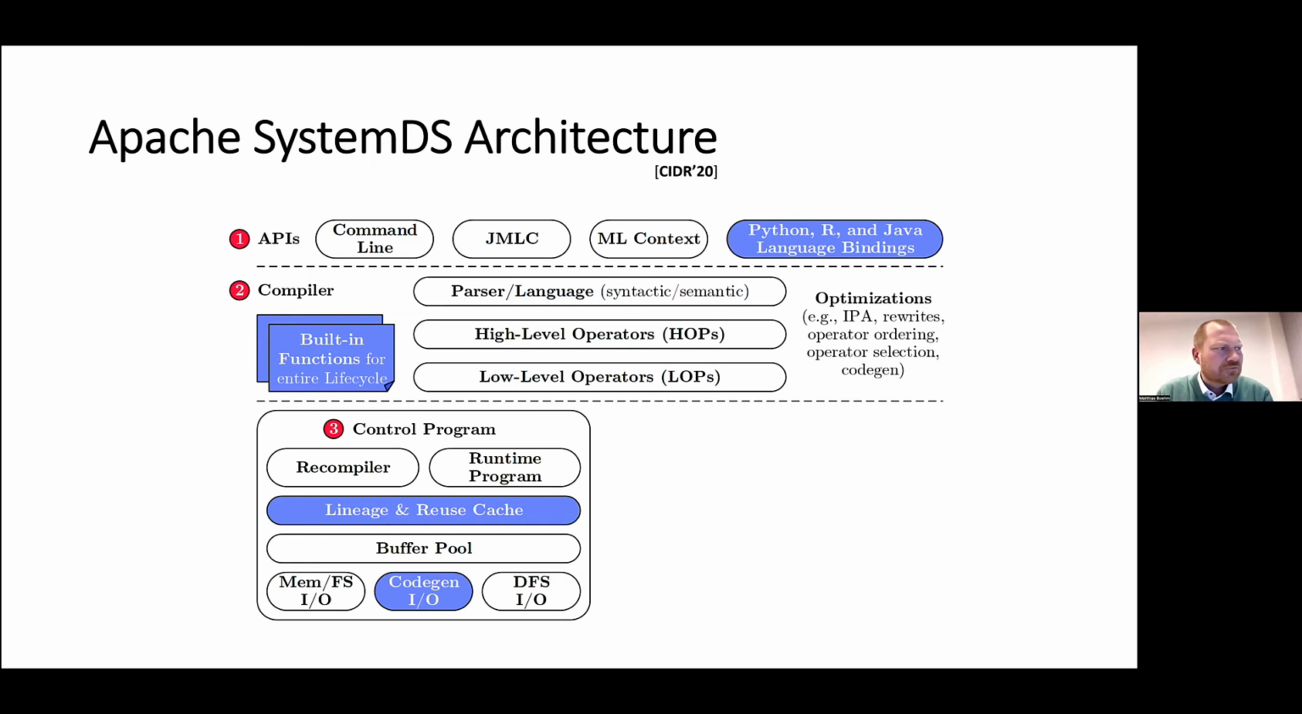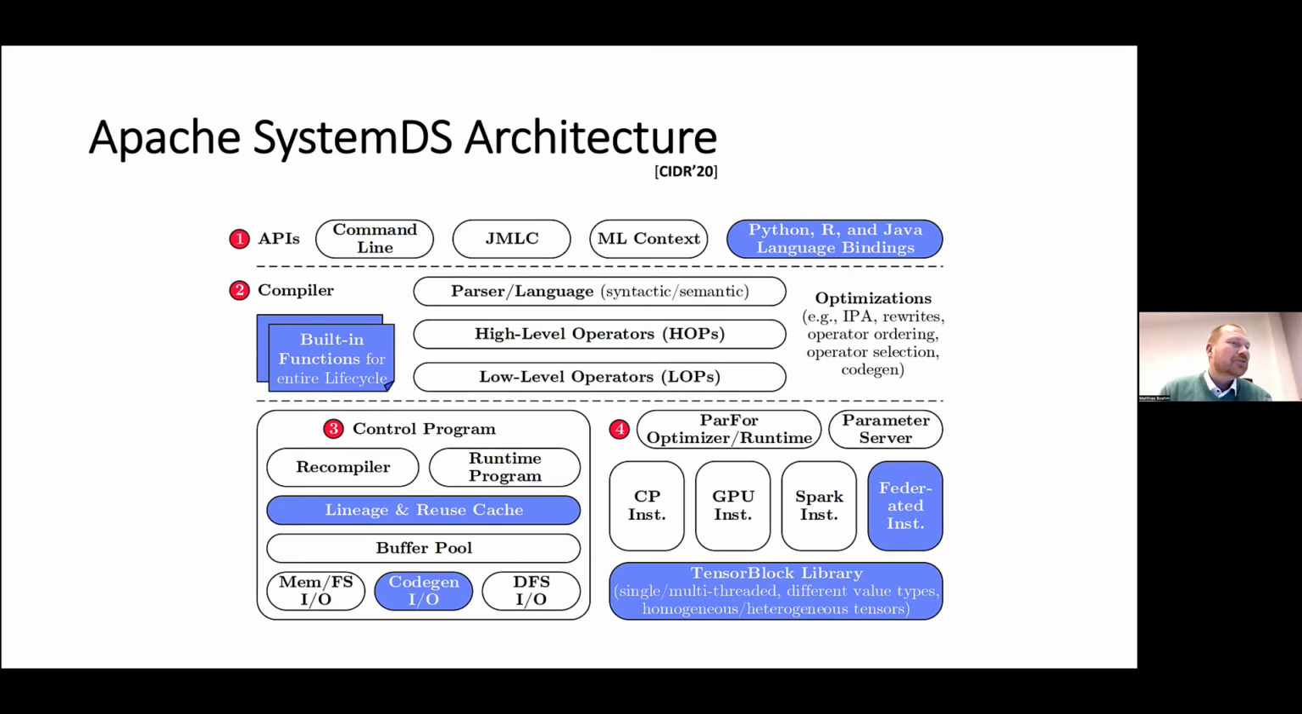And then a couple of new features really include lineage-based reuse, which I will talk about, new backends for federated learning, and a new library for different value types and generalization to tensors. But this also includes, which is not completed yet, new data abstractions specifically for workload-aware compression. And I will talk a little bit about it.